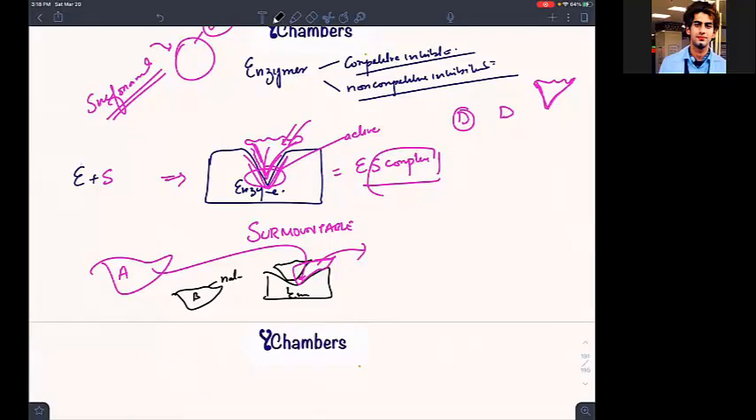Now there is a concept that is known as Km. Km is known as the Michaelis-Menten constant.